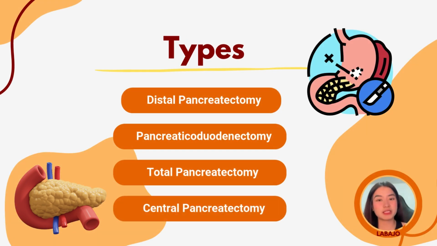Now, let's talk about the types of pancreatectomy. First, we have the distal pancreatectomy, which is the removal of the body and the tail of the pancreas. Next, we have the pancreaticoduodenectomy, or what we call the Whipple procedure. This is the removal of the head of the pancreas, part of the duodenum, gallbladder, and the bile duct. Next, we have the total pancreatectomy, which is the removal of the entire pancreas. Last, we have the central pancreatectomy, which is the removal of the neck or the mid portion, preserving the head and the tail of the pancreas.